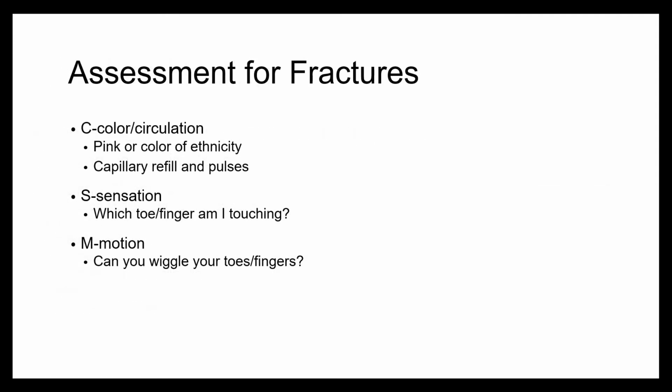When assessing for fractures, we're going to focus on 3 main criteria: color, sensation, and motion. When we think about color, or the C, we're going to be thinking about circulation. We're going to check that the skin on the affected extremity is pink or their color ethnicity. We're going to want to check capillary refill and the pulses distal to the injury. For sensation, we would ask which finger or toe am I touching, and for motion, we would ask if they can move their fingers or toes.